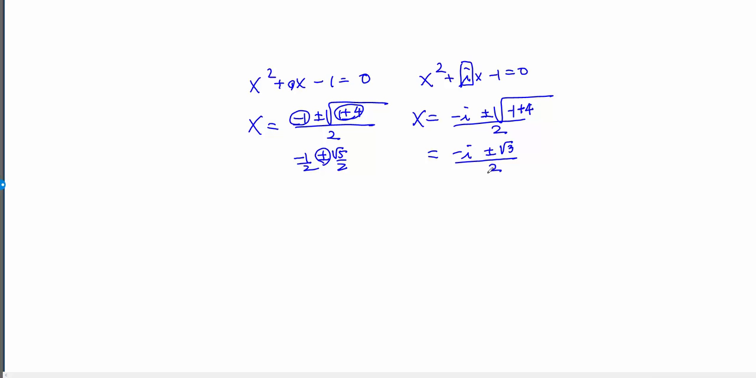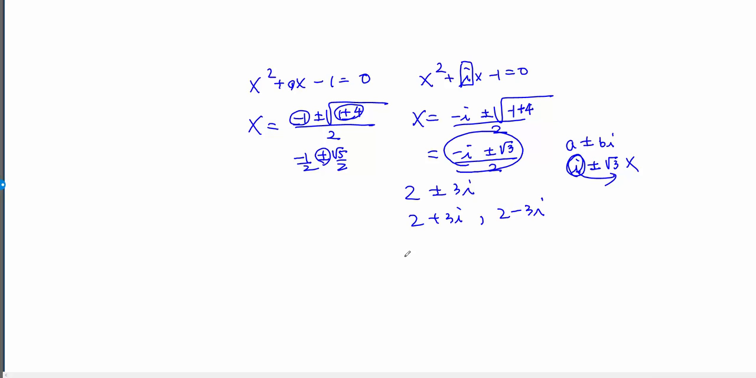This is not conjugate. Okay, a conjugate is a plus minus bi. This is not conjugate, okay? This one is moved to the left. Do you understand? For example, 2 plus minus 3i, that is a conjugate. One root is 2 plus 3i, the other root is 2 minus 3i, okay? But in this case, negative i plus root 3 and negative i minus root 3, is this conjugate?